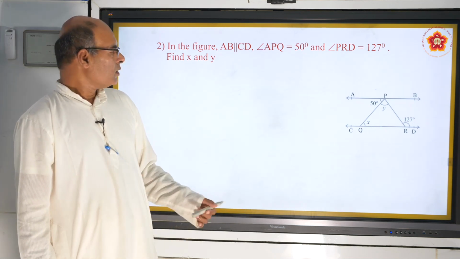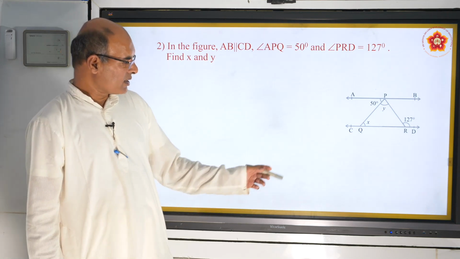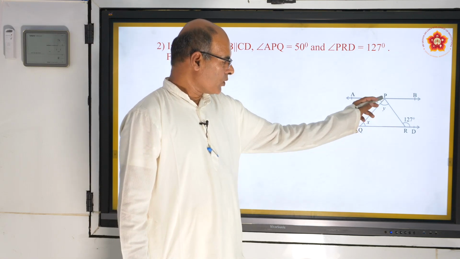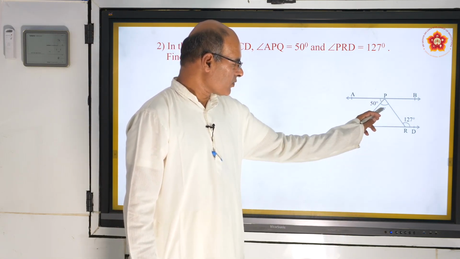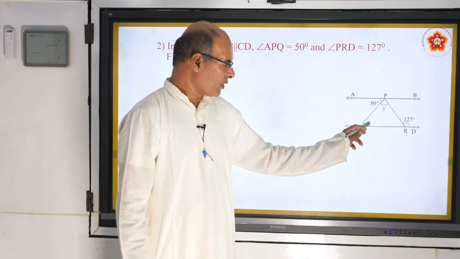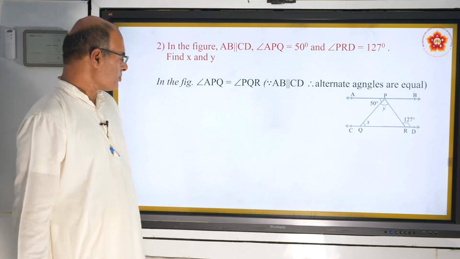Or, take the theorem 3.8. That is the exterior angle of a triangle is equal to sum of interior opposite angles. 127 degree is equal to X plus Y. So X is 50 degree. Therefore 50 plus Y is equal to 127 degree. So you get Y.